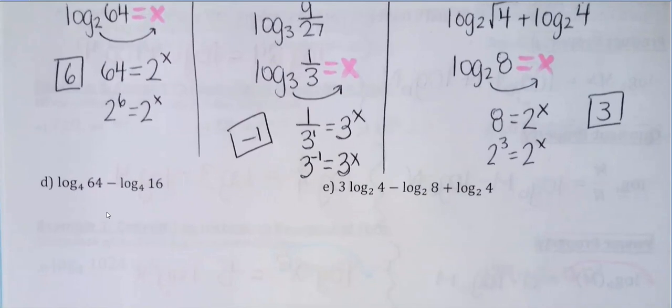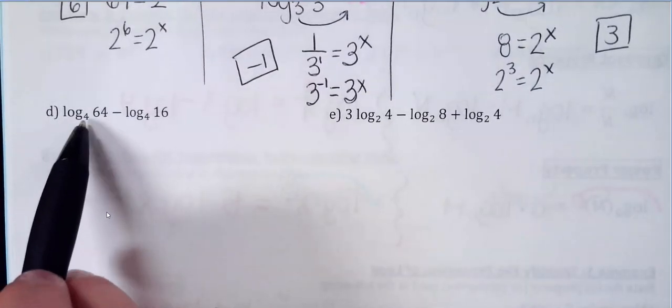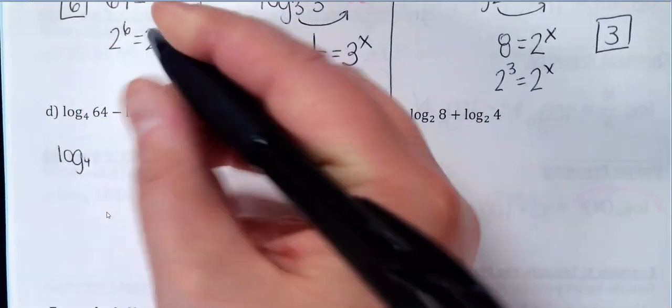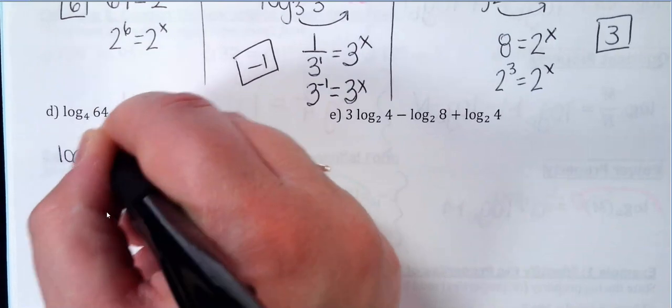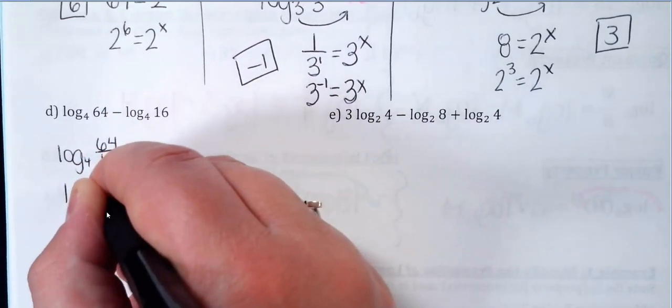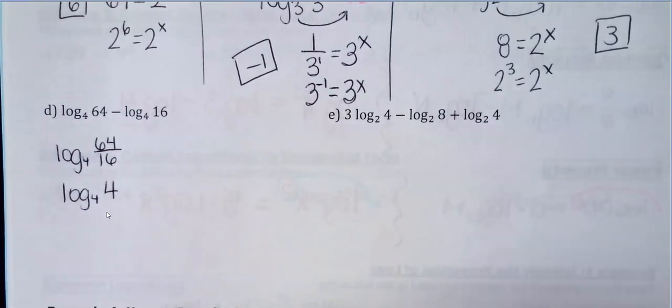This one will be really quick, all right? But it is kind of weird. So subtraction turns into division. So this is log base 4. I'd have 64 over 16, which you can actually divide. 64 divided by 16 is 4. So this would be log base 4 of 4.